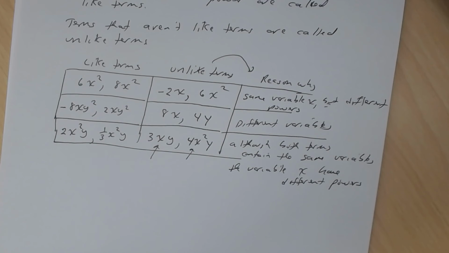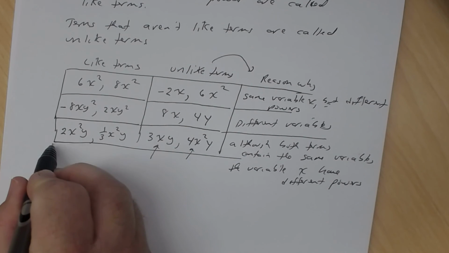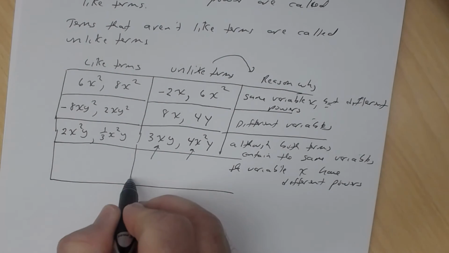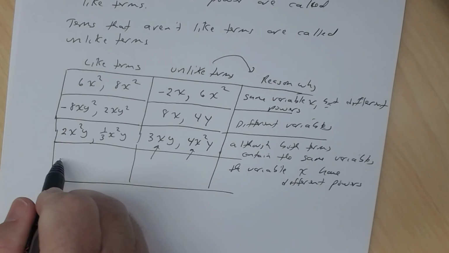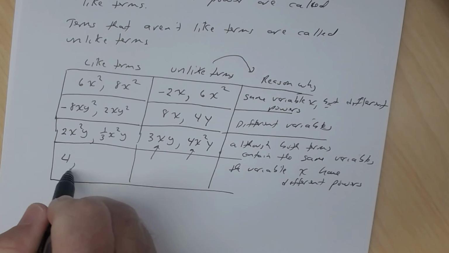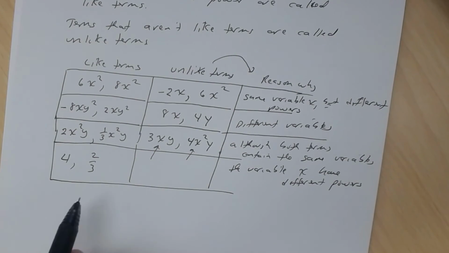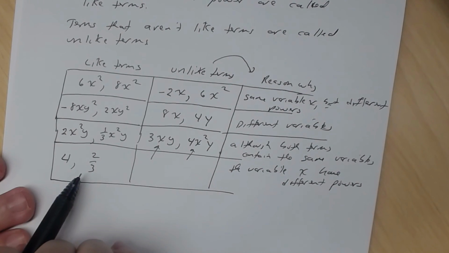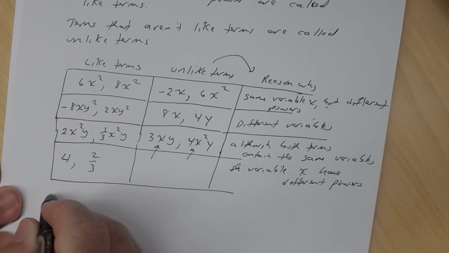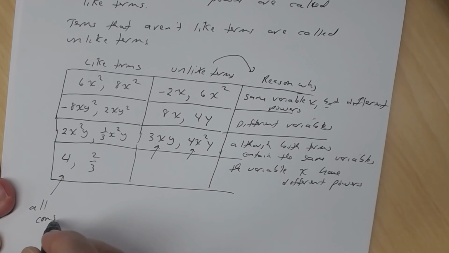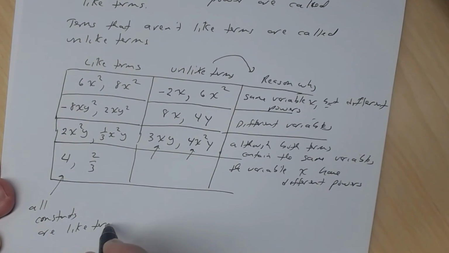Now, I'm trying to think if there's anything. Oh, okay, let's look at this one. 4, 2/3. Now remember, these are constants. See how these have variables? These are constants. It's okay. All constants are like terms. You can't have any constant that's unlike terms. All constants are like terms.